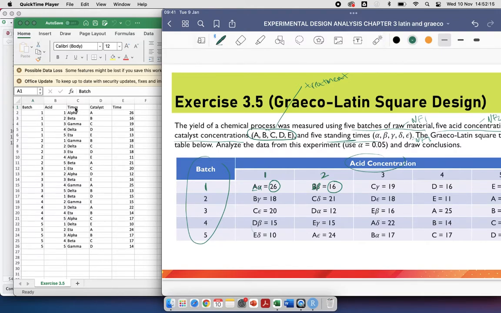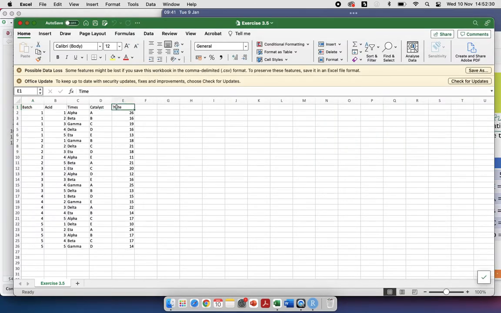So kita masukkan dia punya times. Times is the Greek one. Okay, and then catalyst adalah kita punya treatment. Okay, time yang tak ada S ni, patutnya bukan time ni, ni adalah yield. So betulkan, so sini adalah yield. Save. Okay, yield. It's not time, it's yield.